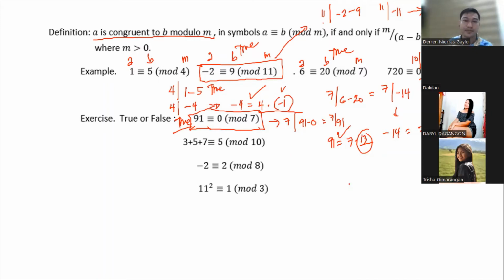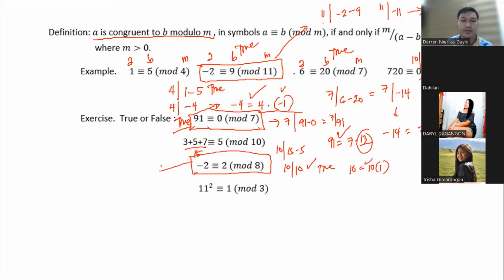So let's check. Okay, 3 plus 5 plus 7 is 15. So you have here 10 divides 15 minus 5. So 10 divides 10. Okay, this is true, because 10 is equal to 10 times 1. Okay. How about the third one?